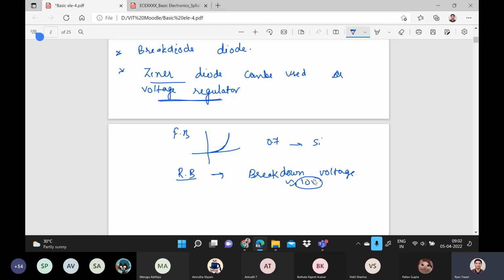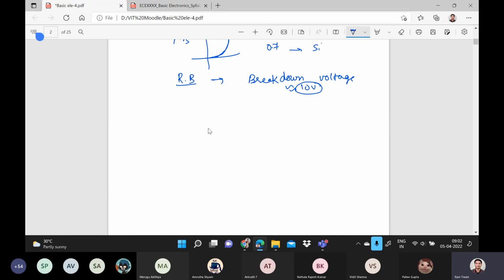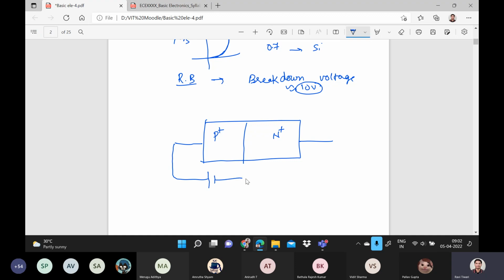Okay. Now the question is why it's happening. If you make a normal P and N type semiconductor, this is a P type and this is N type. It's also a PN junction only, but here we have highly doped P and N type semiconductor, right? And as you know, if you want to connect in the forward bias direction, the P will be connected to positive and N will be connected to negative, right?